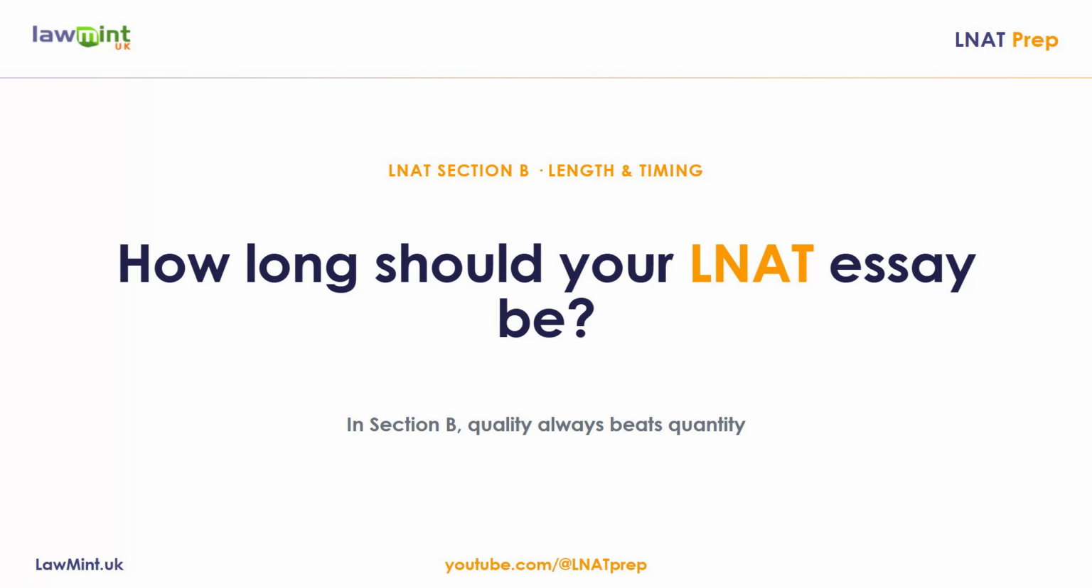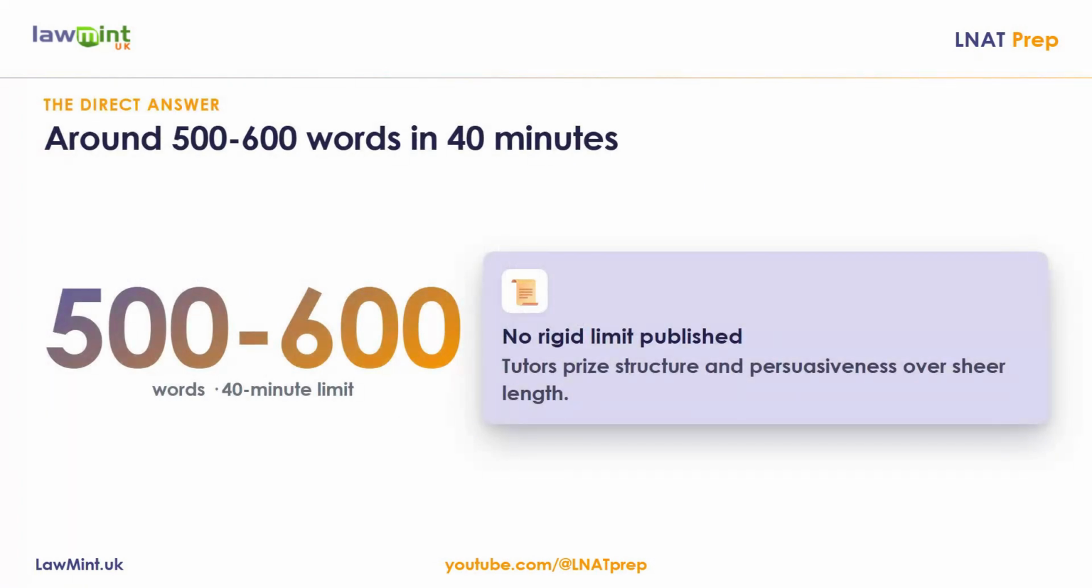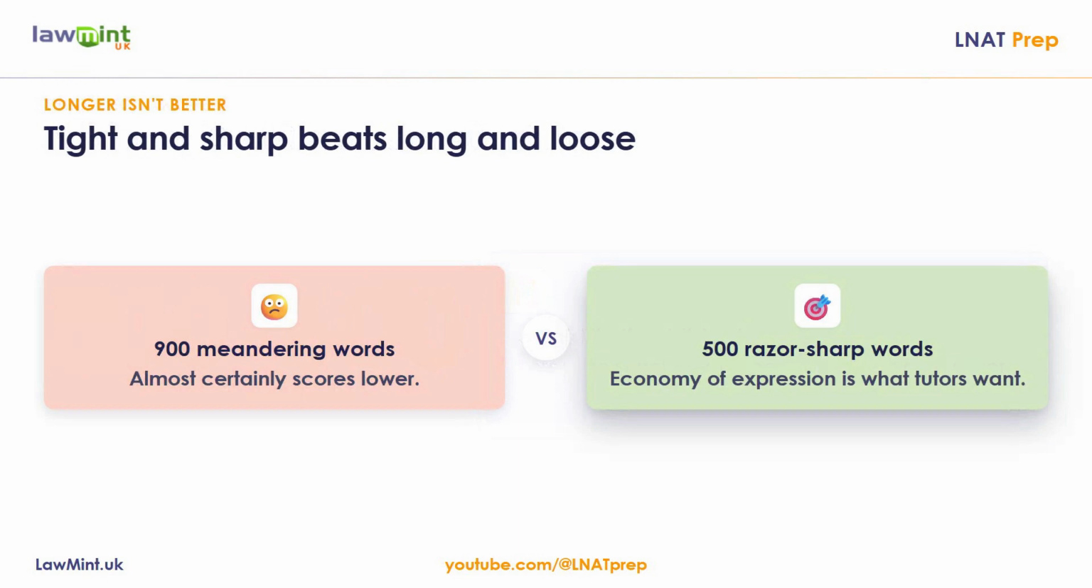A successful LNAT essay typically runs between 500 and 600 words, written within the strict 40-minute time limit on a digital interface. The consortium does not publish a rigid word or character limit. Universities everywhere prioritize the structure and persuasiveness of your argument over sheer length. Longer is not inherently better. Writing 900 meandering words will almost certainly score lower than a tightly argued, razor-sharp 500-word response.